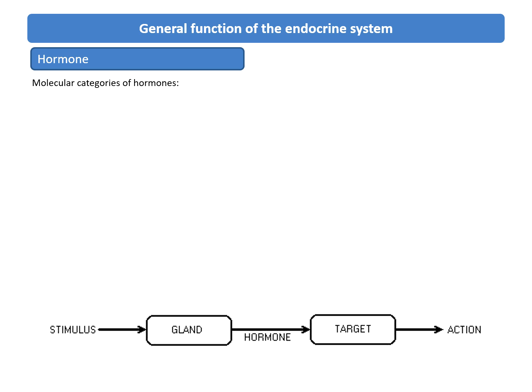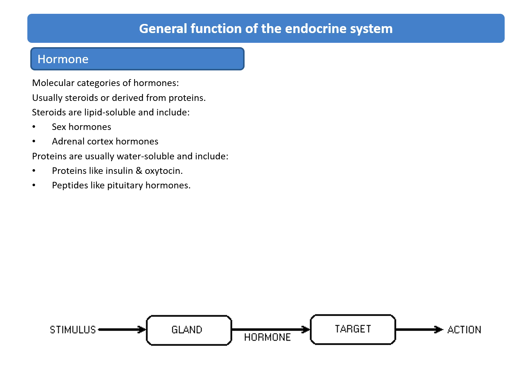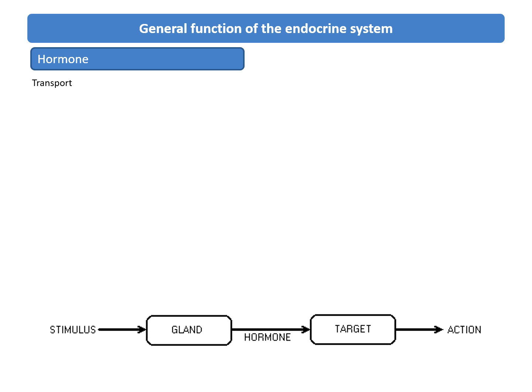The hormones fall into several molecular categories. Usually they are steroids or derived from proteins. Steroids are lipid soluble. They include sex hormones and adrenal cortex hormones. Proteins are usually water soluble and include proteins like insulin and oxytocin, peptides like the pituitary hormones, and amino acids like the thyroid hormones. Now, this one happens to be lipid soluble.